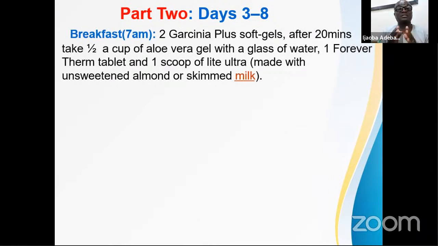Your breakfast, 7 a.m., you take your 2 Garcinia. After 20 minutes, you take half a glass of aloe vera gel. Then you take 1 Forever 10, then 1 scoop of Light Ultra made with unsweetened almond or skimmed milk. That is your breakfast.